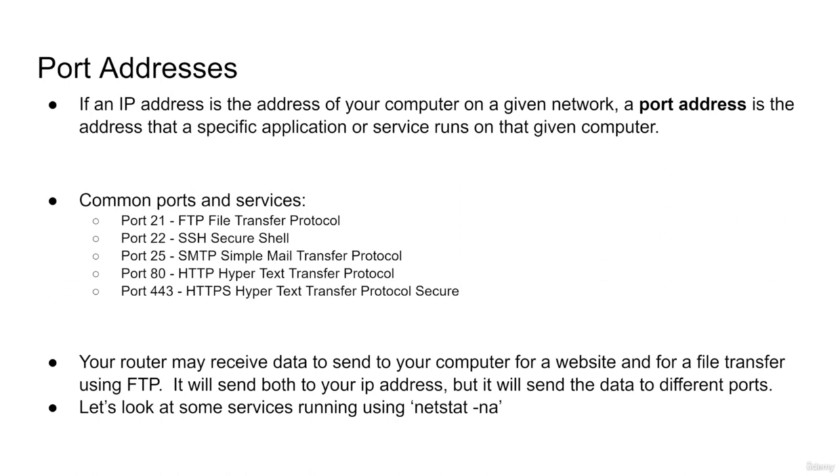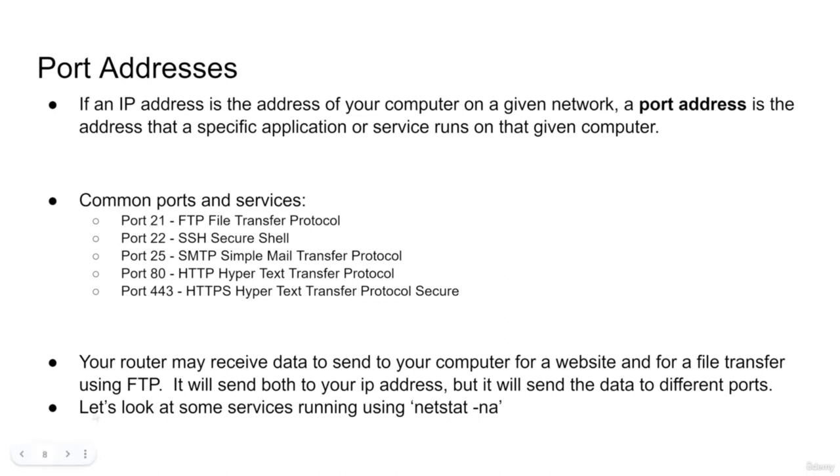So when your router is trying to send information, whether it's web traffic or an FTP request, it sends it to your specific computer, the IP address, but then it sends it to a specific port where we know a service is running. So your router may receive data for your computer from a website, or for file transfer protocol using FTP. It will send it to the respective IP address, but the web traffic will go to port 80 or port 443, while the FTP request will go to port 21.